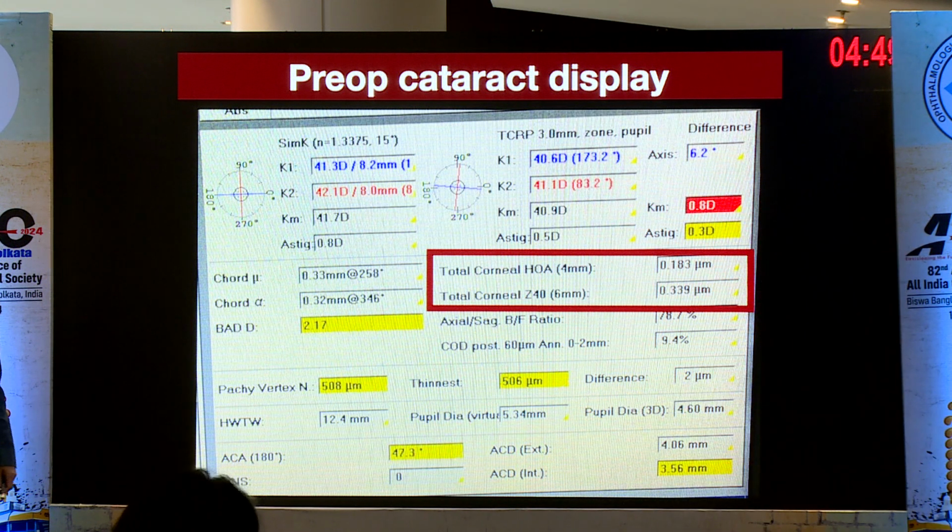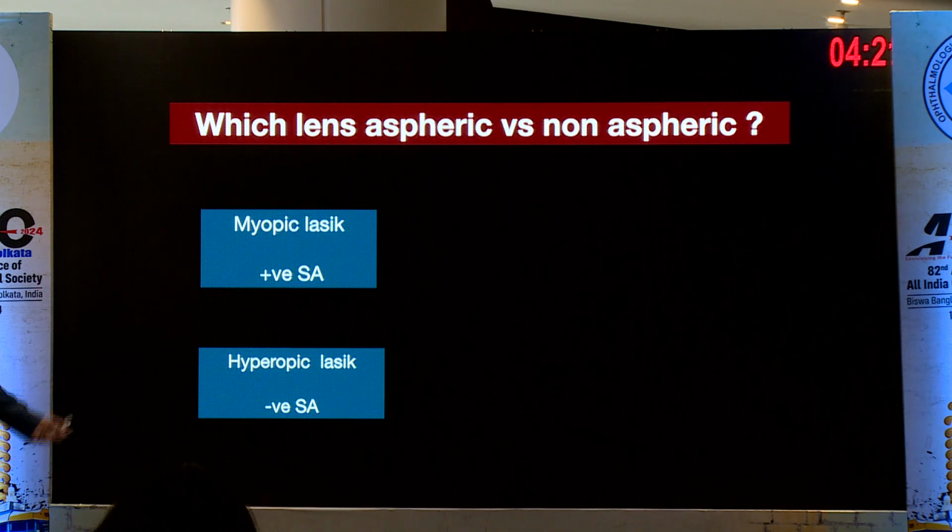Now, a very useful display is the pre-op cataract display, which gives you two values: corneal higher order aberration and corneal Z40, which is basically spherical aberration. Any patient who shows an increase in total higher order aberrations of more than 0.3 to 0.5, you are looking at higher irregular astigmatism, and these patients are not really fit for EDOFs and trifocal lenses.